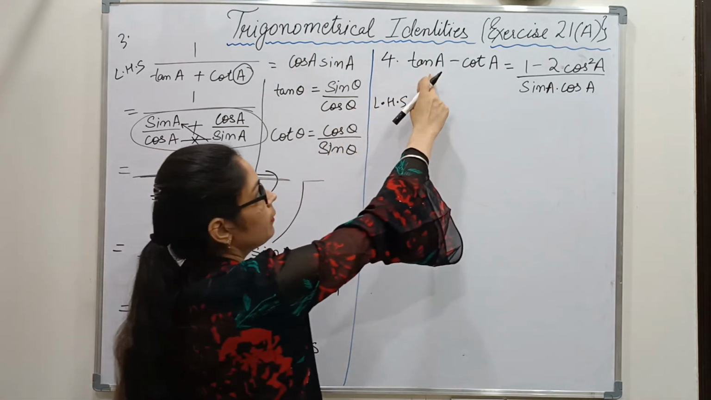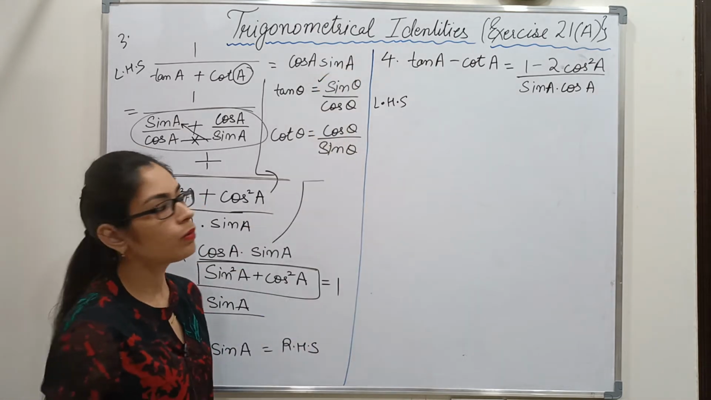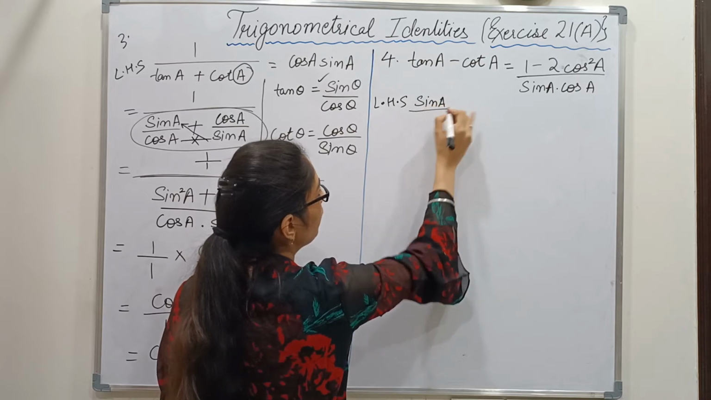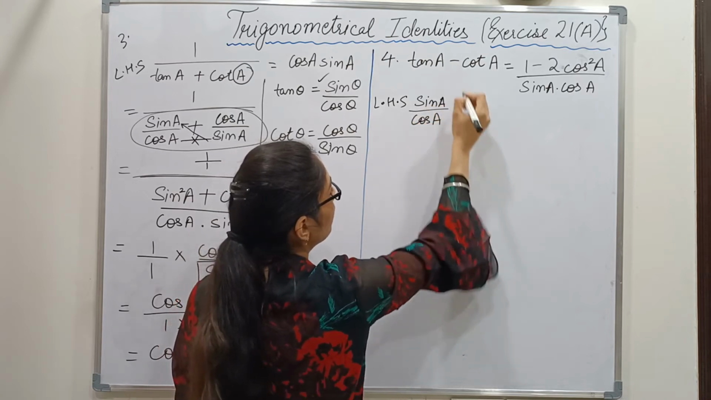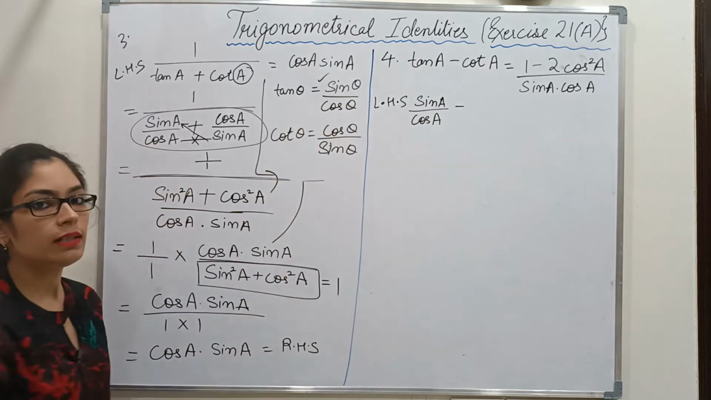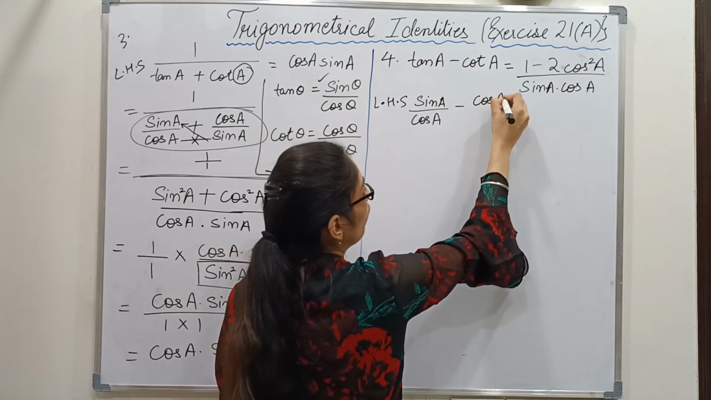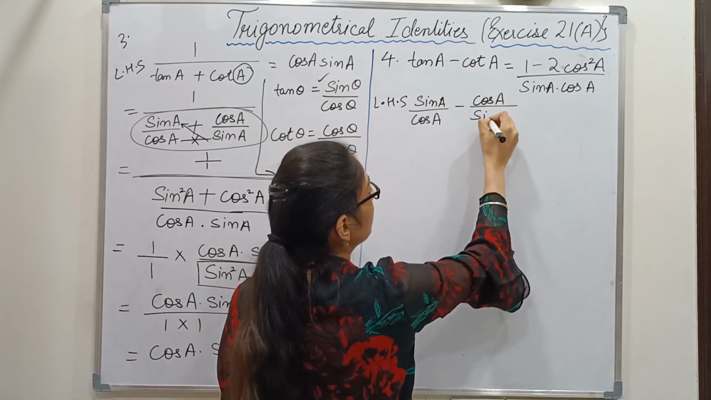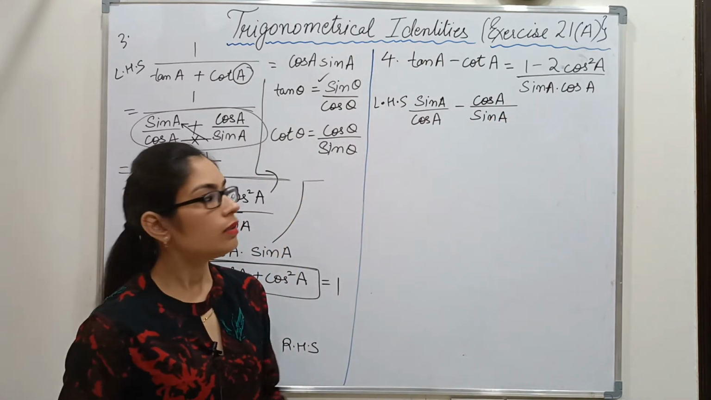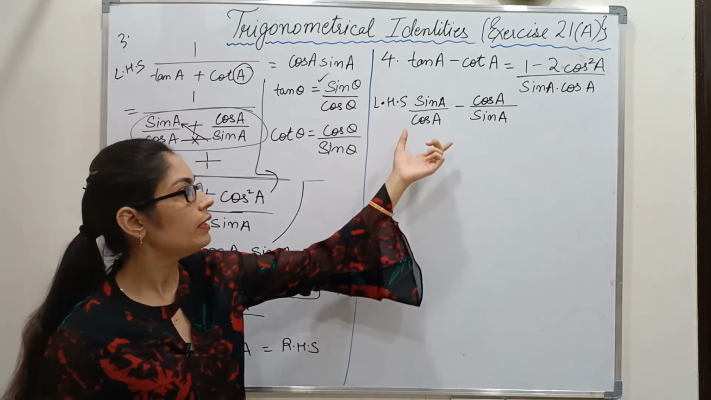Now let's change it here. In place of tan, tan is sin theta by cos theta. So A is the angle, so I'll write it as sin A by cos A. Minus sign as it is, cot theta is cos theta by sin theta. Here angle is A, so I can write it as cos A by sin A. So first thing, we looked at the right hand side, we know we have to change it into sin and cos, so we did it.